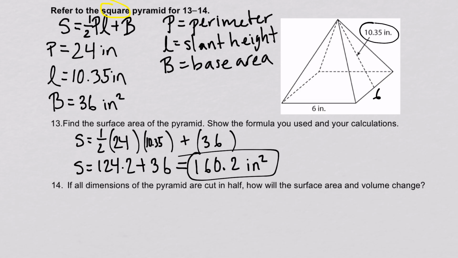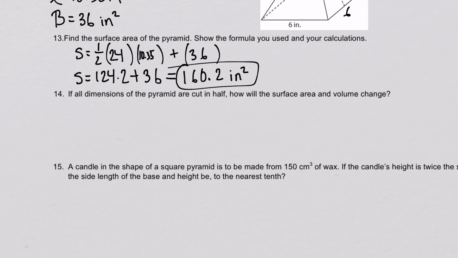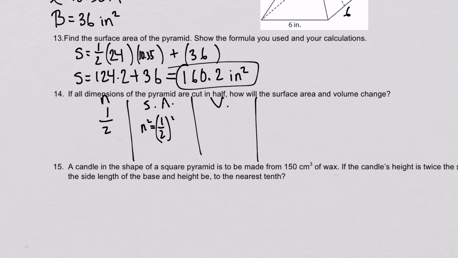Part B. If all the dimensions of the pyramid are cut in half, how will the surface area and volume change? Okay, so that goes back to the last problem. If the dimension change is a factor of 1/2, what happens to the surface area? What happens to the volume? Same rule still applies. If n is 1/2, then the surface area is going to be n squared, which is 1/2 squared, which is 1/4. So the surface area will be 1/4 of the original surface area.